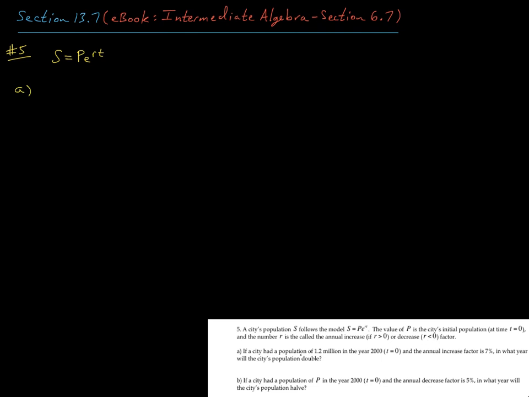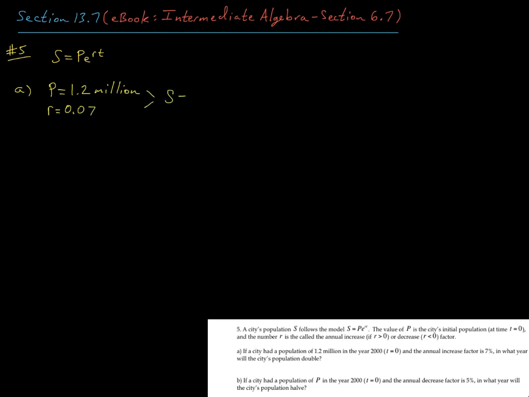And part A says if a city had a population of 1.2 million in the year 2000, so that's when t is 0, and the annual increase factor is 7%, in what year will the city's population double? All right, so we're told that P is 1.2 million. This is our initial population, which is in the year 2000, and our annual increase factor, R, is 7%. So as a decimal, that'd be 0.07.